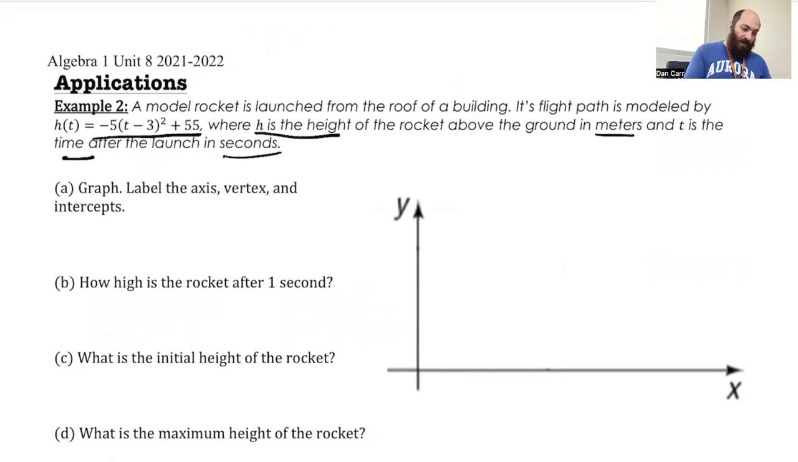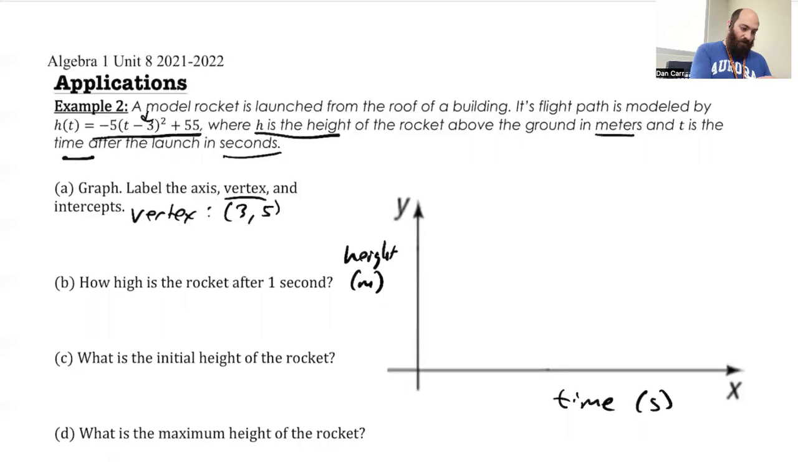So let's start with finding our vertex, right? Well, okay, label the axis. So we have the x-axis here is going to be time. This is going to be height. Okay, and that's in meters, and this is in seconds. Okay, so then the next thing we look at is the vertex. So the vertex here, if I look at my numbers, we've got -3 and a positive 55. So that's going to go opposite the -3, but then the same as the 55.